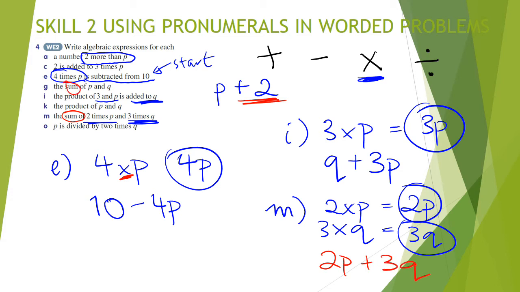So sum is in question G as well. So sum is addition. If you see the word product, product is multiply. If you see subtract, obviously we're subtracting. More than is addition. Division is divided. And times is multiplication.